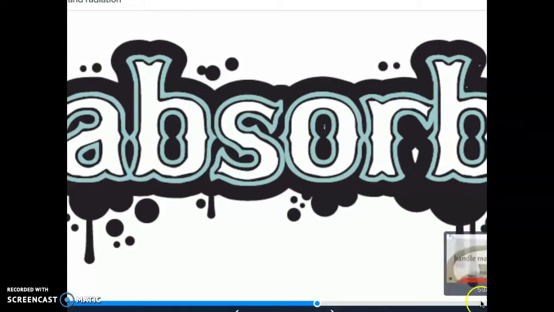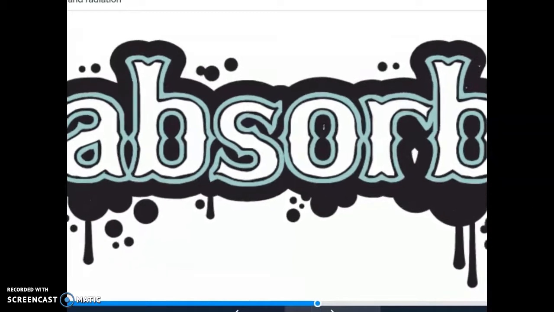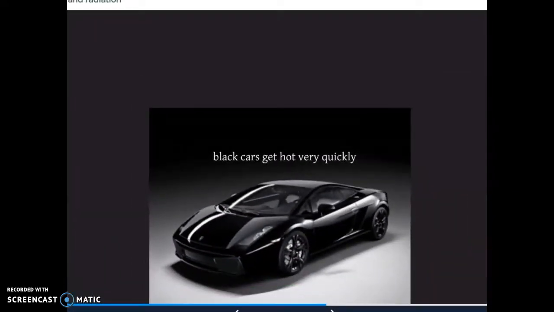Whereas dark colors absorb radiation. They literally soak it in like a sponge. And so something which is black will absorb lots of heat. Black cars are a very bad idea in Valencia because as it's hot outside, all that infrared radiation will be sucked in by the car.